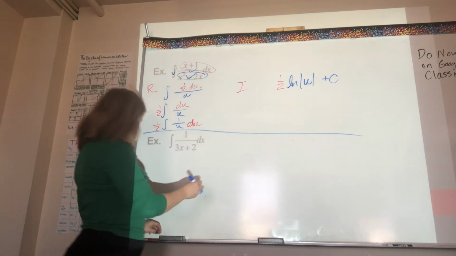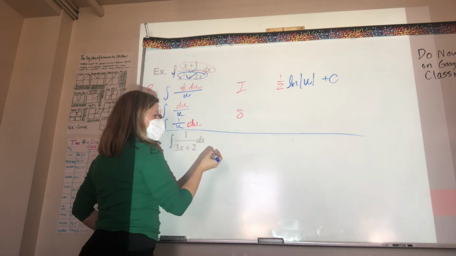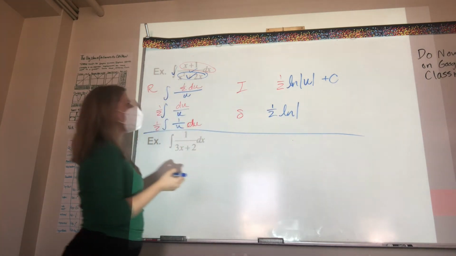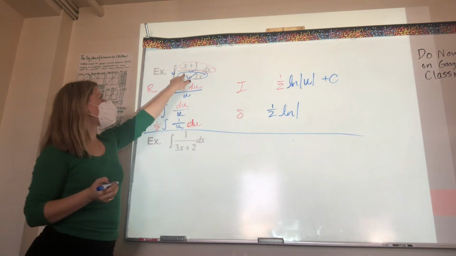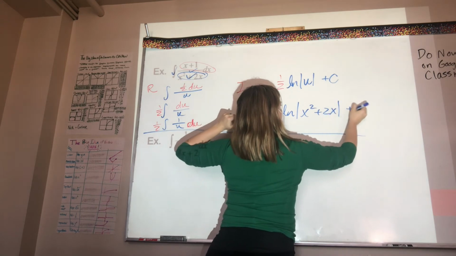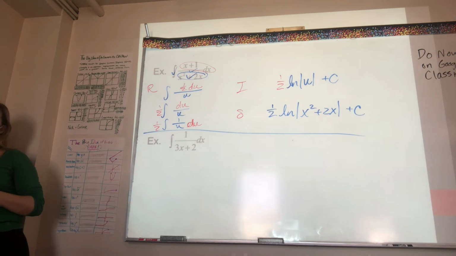Okay. So, and then I'm going to simplify. Okay, I get this now. One half ln of u is x squared plus 2x plus c. That's my answer. So u is not equal to the numerator. Yep, just find the coefficient of ln, basically. Yep.